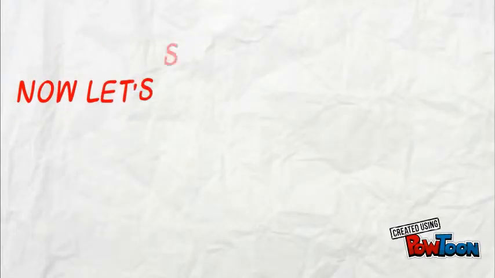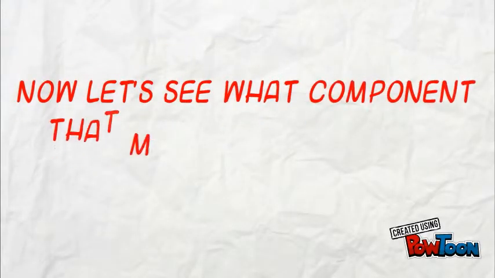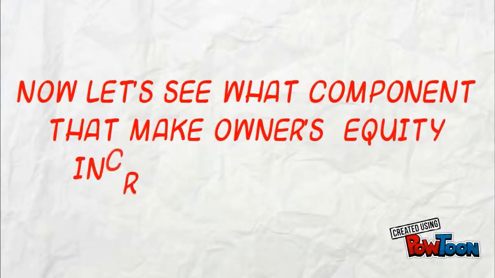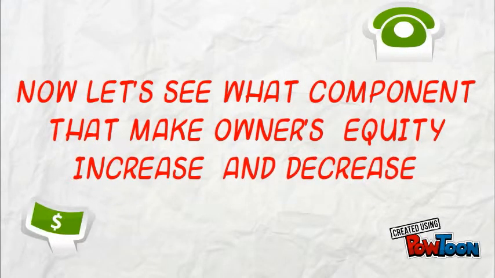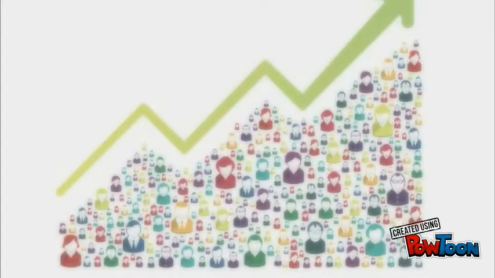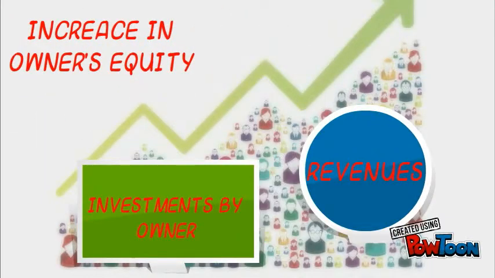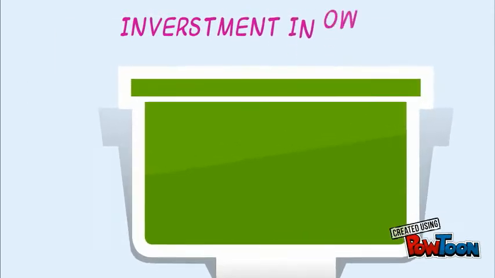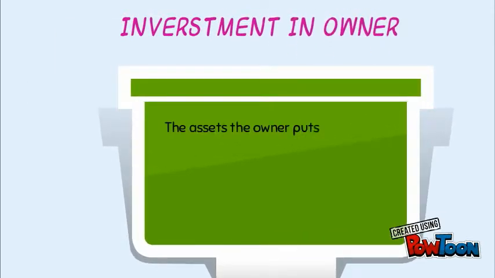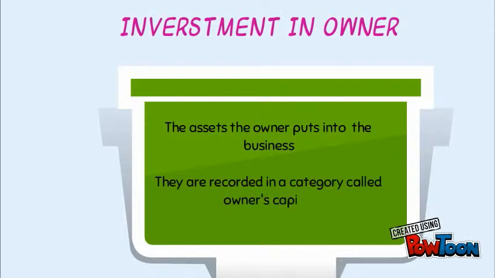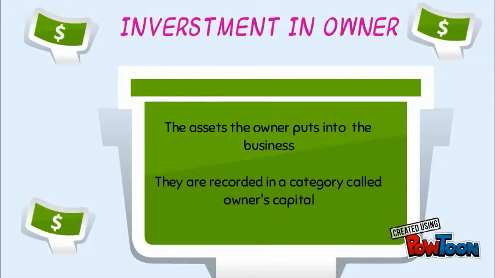Now let's see what components make owner's equity increase and decrease. Components that make owner's equity increase are investments by owner and revenues. Investments by owner are the assets the owner puts into the business. These investments increase owner's equity. They are recorded in a category called owner's capital.